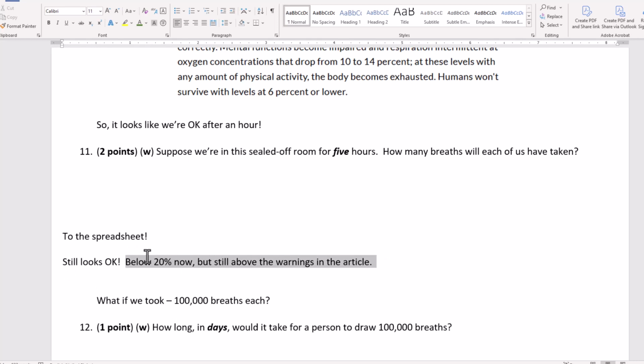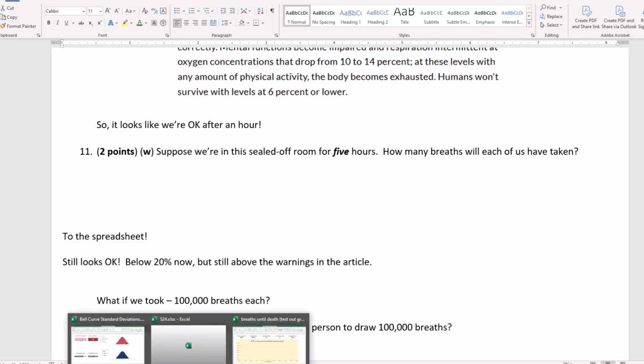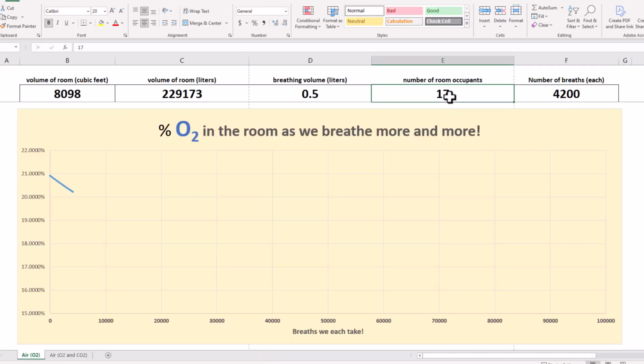Actually, it's not below 20% because there's only 17 of us. I guess I want to delete that. I must have written the lab for more than 17 people. If you have more than 17 people, for example, if you put 34 people in a room, it is going to drop below 20% because more breaths have been taken. But with only 17, it's not quite there yet. So you can see the difference in the math. The curve is changing depending on how many people are in the room and the volume.